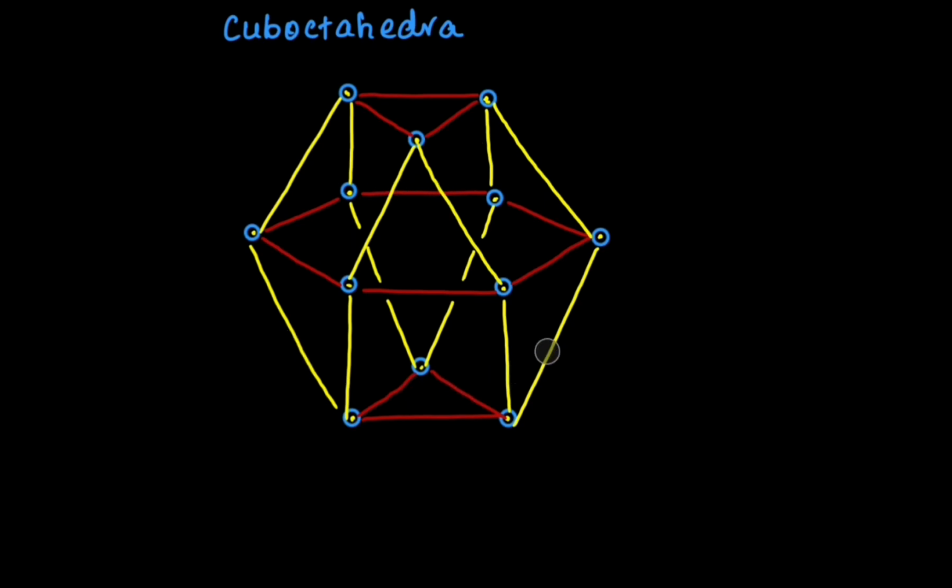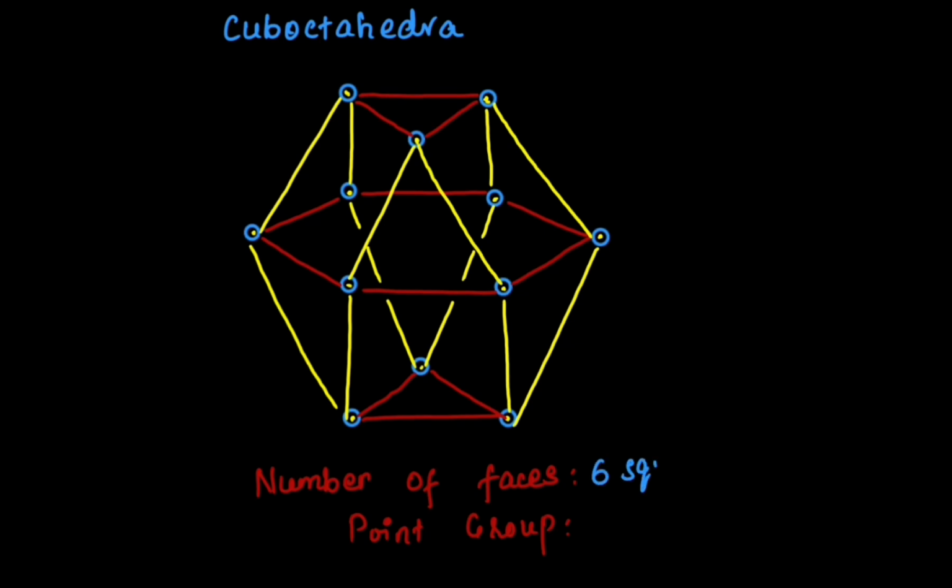Even at the bottom the same pattern can be found. This is one triangular face, another triangular face. This is a hexagon that is embedded, hence it should not be considered as a face. So this makes altogether 6 square faces that are being alternated by 8 triangular faces. Totally there are 14 faces in cube octahedra, and this belongs to OH point group. The order of the point group being 48 symmetry elements.